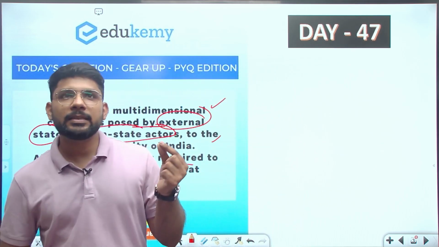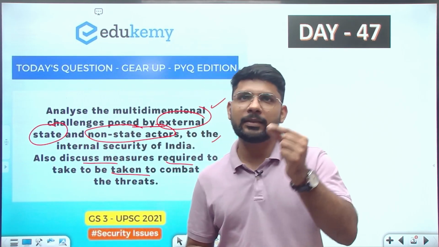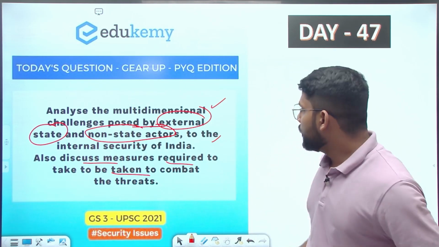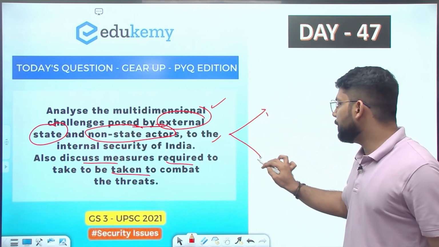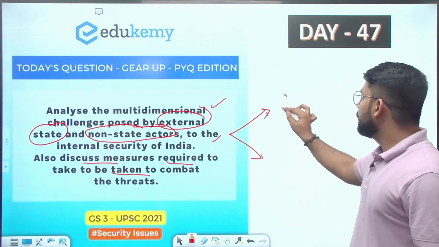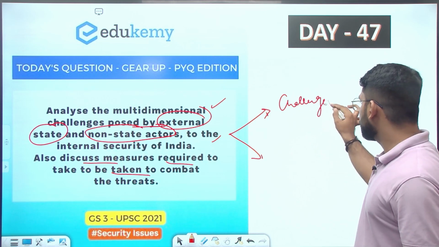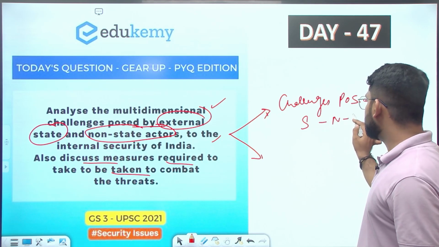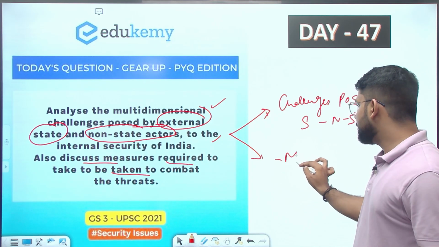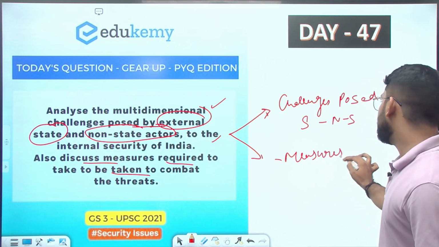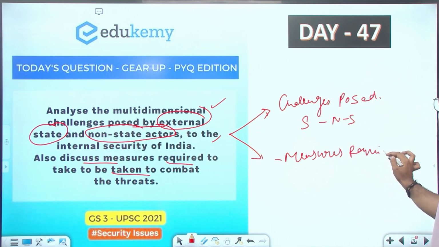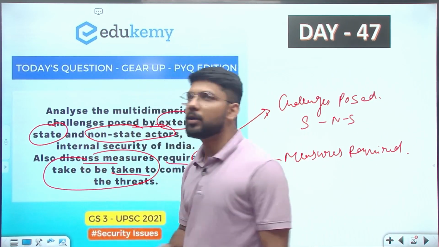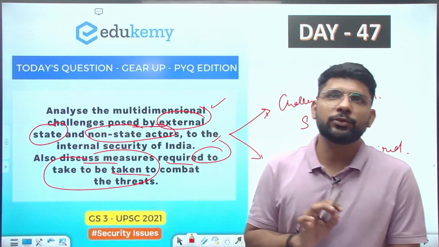One, analyze the multi-dimensional challenge by state and non-state actors. Second, the policy required for it, the measures required for it. So the body part, we will divide specifically into two subparts. One is the challenge by state actors and the non-state actors. Second is the measures required to be taken to combat these threats. So these are the question's two demands.